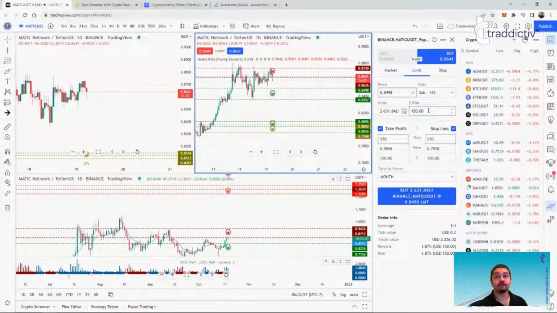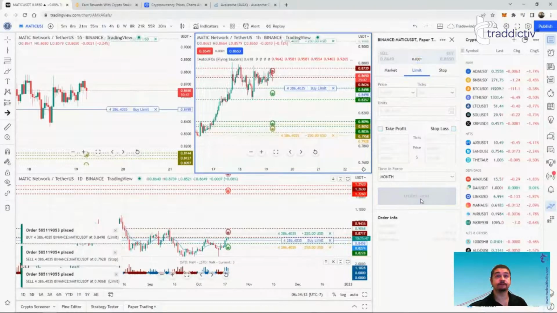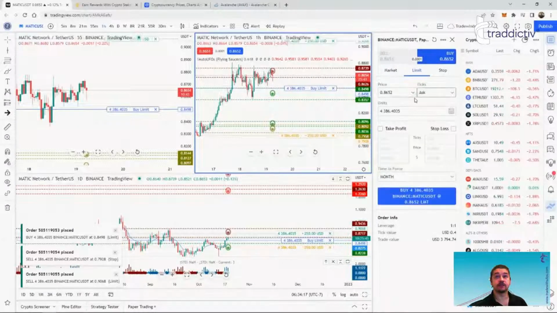Now, just to give you a little bit more perspective on this, let's bump this up to 250. That way we have two legs, so we have $500 that we're going to be holding for the longer term. So let's go ahead and buy that. And there it is. Now let's do the same thing again.